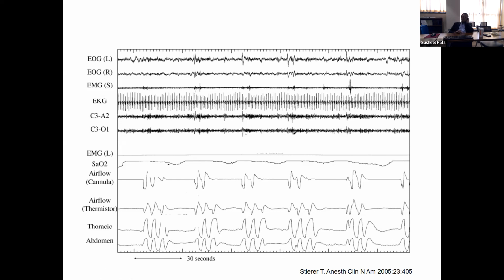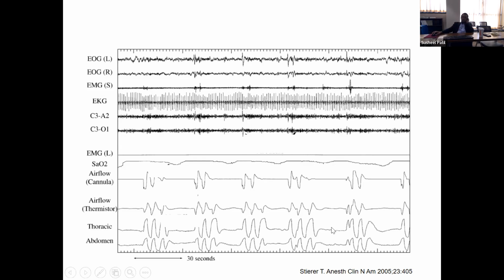We don't have a snore channel to see if there's any snoring. You can also see the SaO2 has a nice dip. It's not a quick recovery, so I think this is a central apnea. That dip also gives an indication of a more gradual return, as opposed to a quick return.